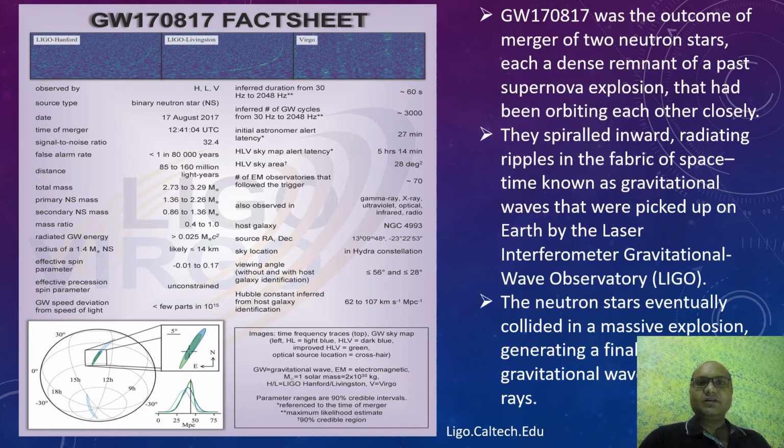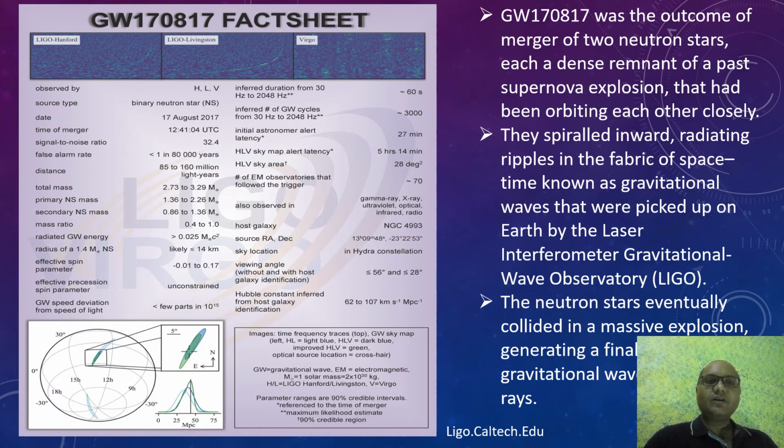Let me talk about the GW170817 gravitational wave event. It came out of the merger of two neutron stars, each a dense remnant of a past supernova explosion, that had been orbiting each other closely. They spiraled inward, radiating ripples in the fabric of space-time known as gravitational waves, which were picked up on Earth by the Laser Interferometer Gravitational-Wave Observatory, LIGO. The neutron stars eventually collided in a massive explosion, generating final gravitational waves which were detected by LIGO and Virgo.